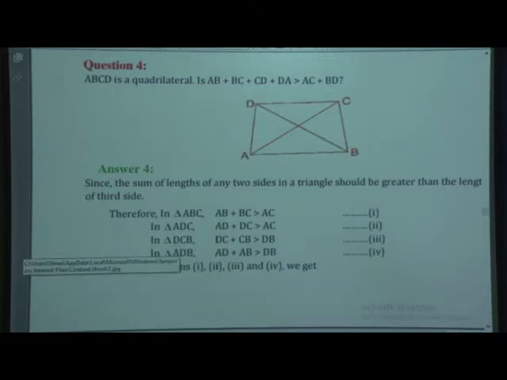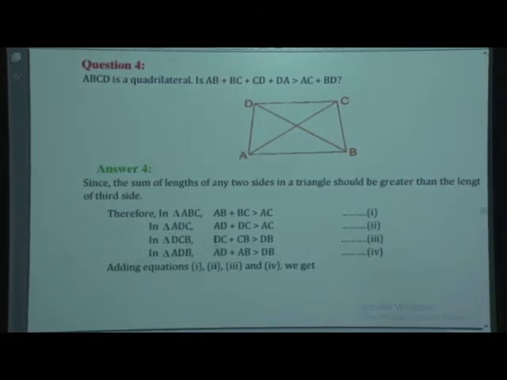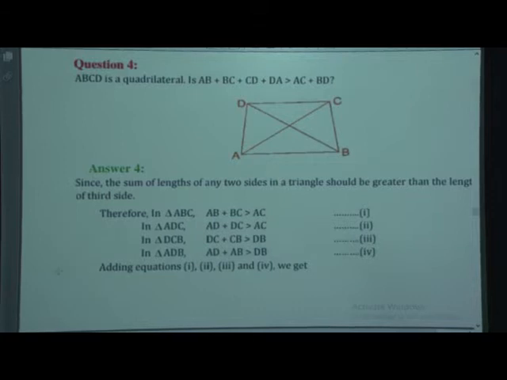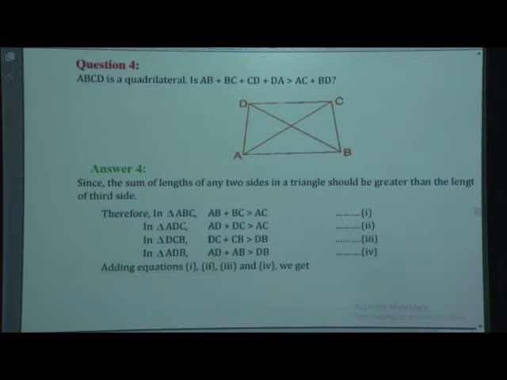In triangle DCB, D, C and B, we are considering this triangle, and we will see that the length of two sides will be greater than the third side, and after that we will consider the opposite triangle. So in triangle DCB, DC plus CB is greater than DB. That is equation 3, and we are considering triangle ADB. In this, AD plus AB is greater than DB. So what we are doing? We are adding all the equations, that is equation 1, equation 2, equation 3 and equation 4.